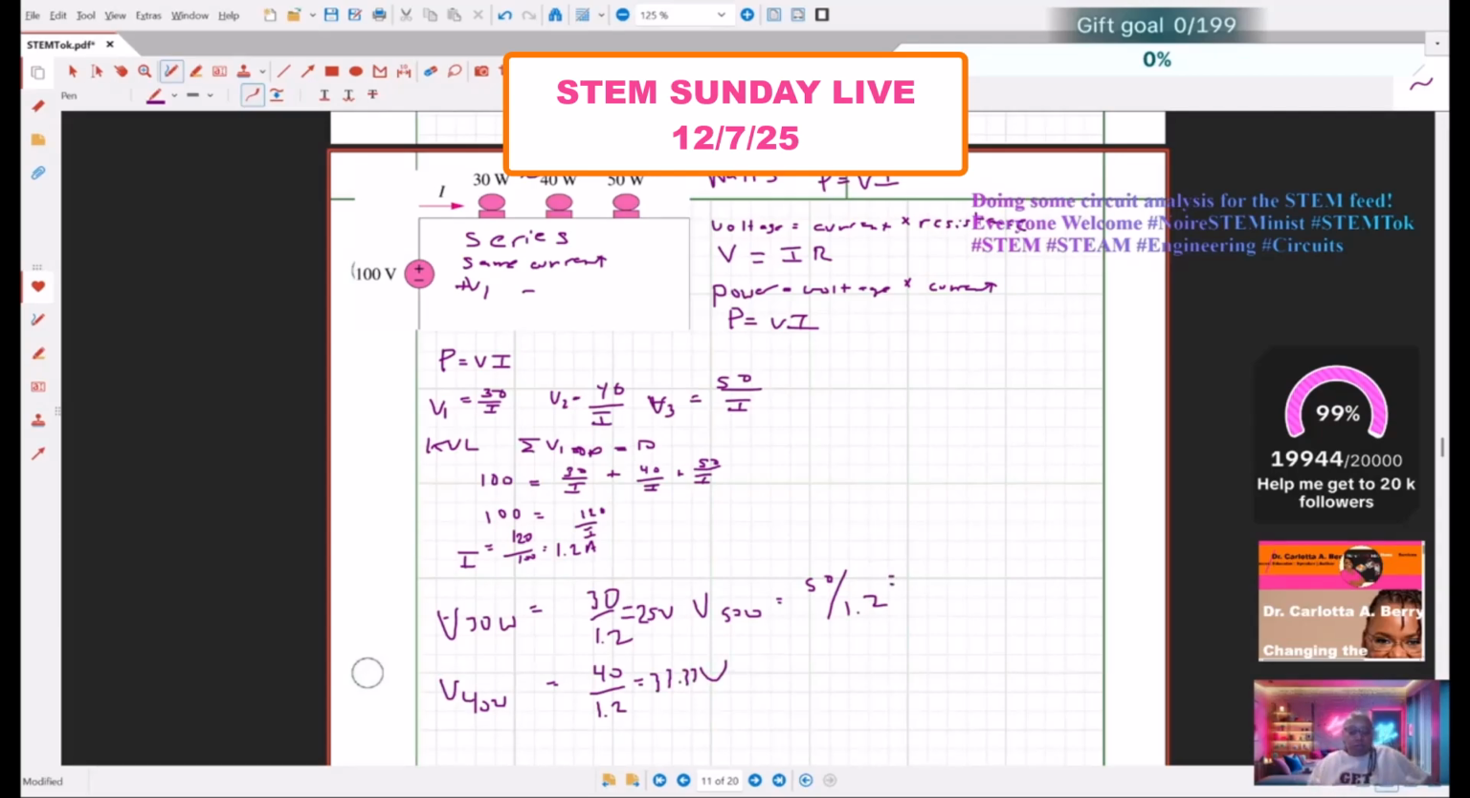And 50 divided by 1.2 is 41.67 volts. Okay, so now the last thing we have to do is check our work. So let's talk about how we check our work.